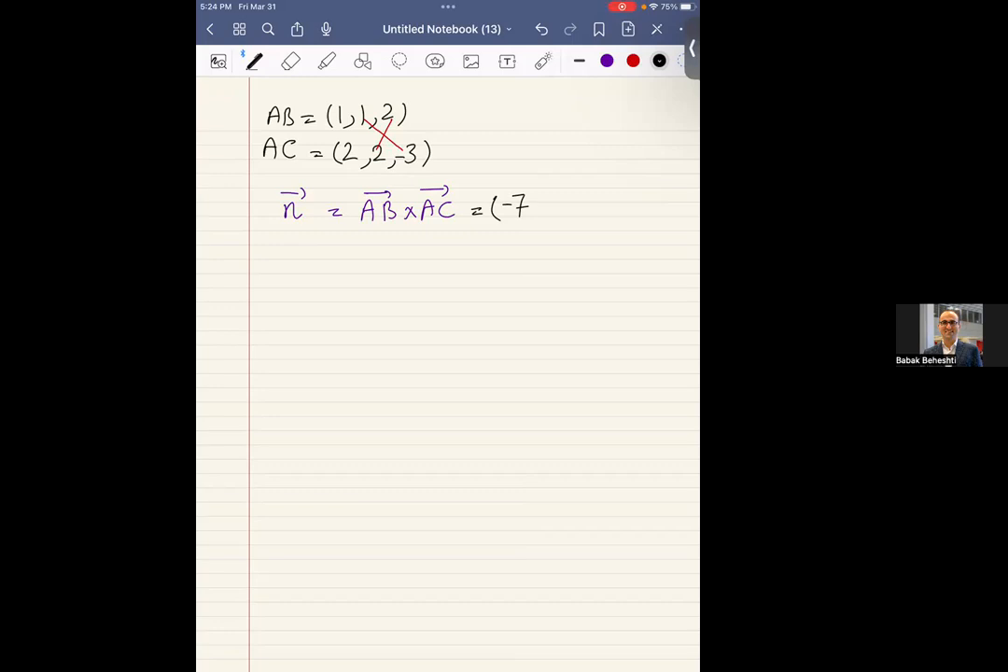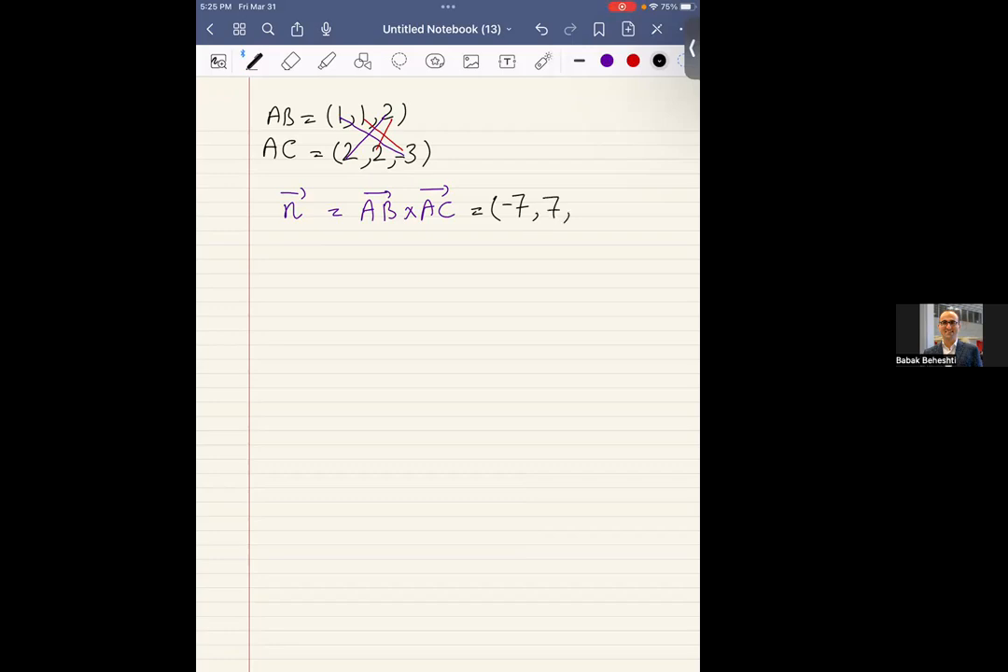How about the second component? The second component is given by 1 times -3 minus, again, 2 times 2. It's the same thing. It's -7, but for the second component, we also have a minus at the end, so it's 7.